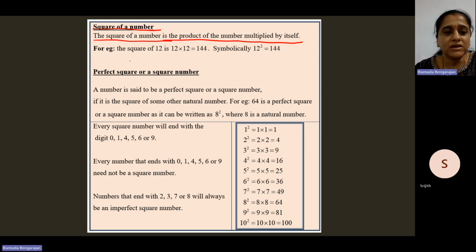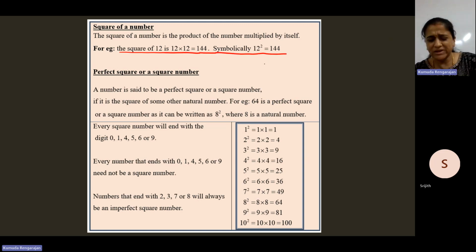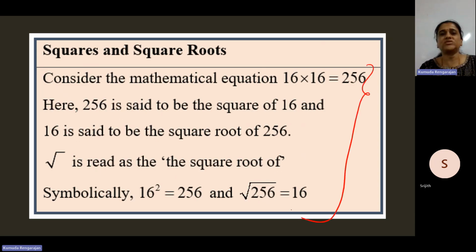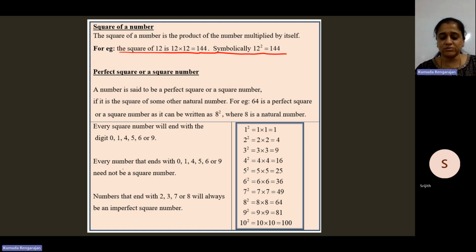For example, the square of 12. Supposing they ask you to find the square of 12, that means you should do 12 into 12. To find the square of a number, you should find the product of the number with itself. The square of 12 is 12 into 12, which is 144. Symbolically, 12 squared is 144. It's a repetition. I just introduced the terms to you, so now we are seeing it in terms of definitions.